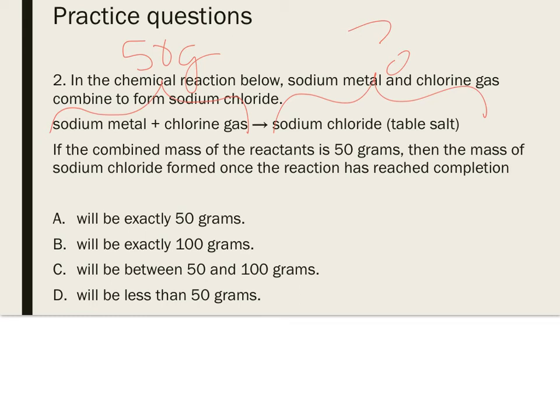Okay, so the law of conservation of mass states that mass is neither created nor destroyed in a chemical or physical change, it's only rearranged. So if the combined mass of the reactants is 50 grams, then the mass of sodium chloride formed during this chemical reaction will be exactly 50 grams. All right, so that would be A.